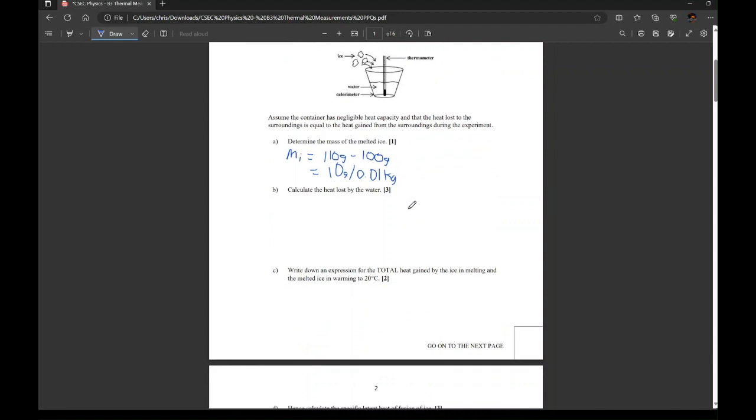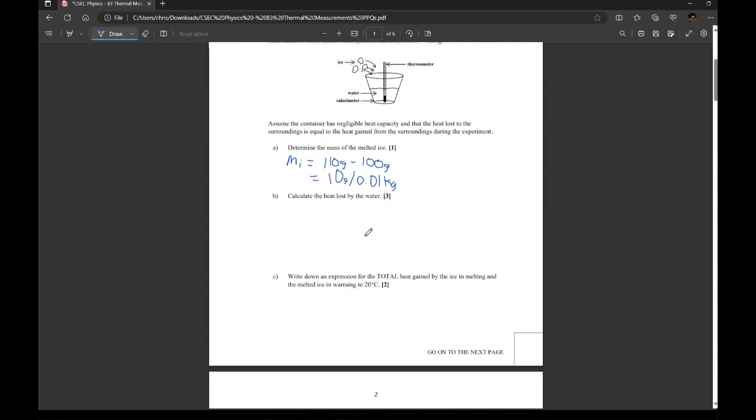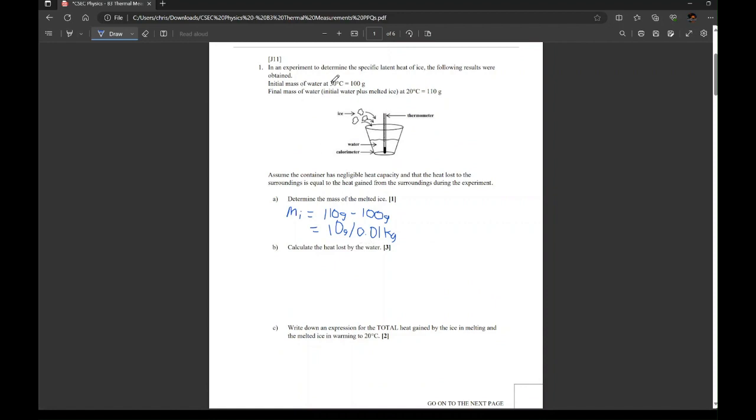Okay. Next thing we need to do is calculate the heat lost by the water. So if you remember the heat change equation for a liquid, or just anything that doesn't change its state, that's going to be MCAT, as some people call it, or MC delta T, where M is of course the mass of whatever you're measuring, C is the specific heat capacity of what you're measuring, and delta T stands for the temperature change.